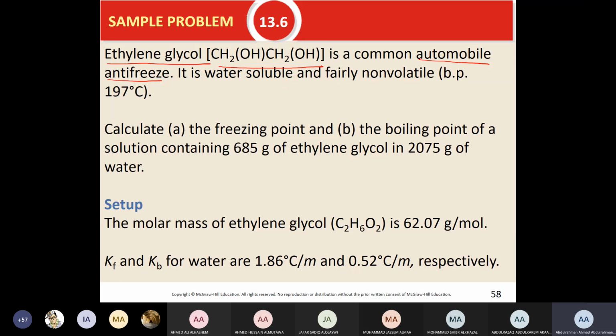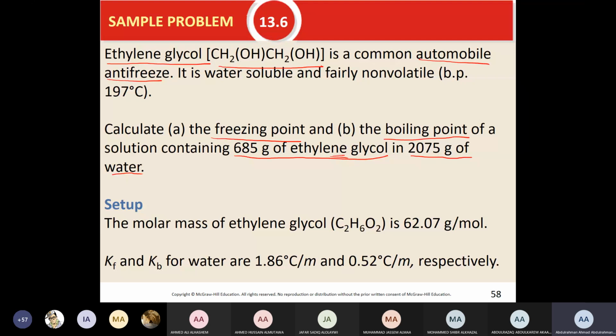Okay. Now, calculate the freezing point and the boiling point of a solution containing 685 gram of ethylene glycol in 2075 gram of water. That's what you usually have in your car. They mix ethylene glycol with water and sell it to you, and that's approximately the amount. We want to calculate the freezing point and the boiling point.